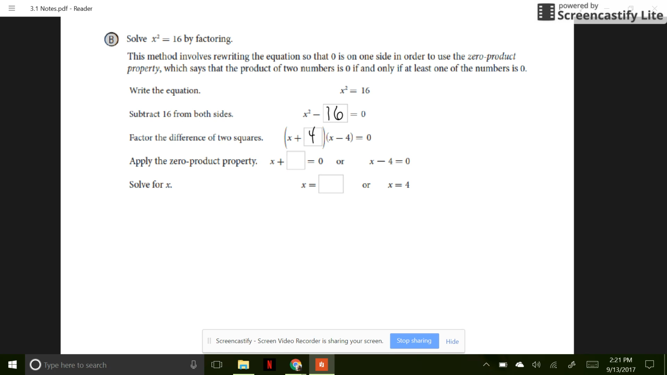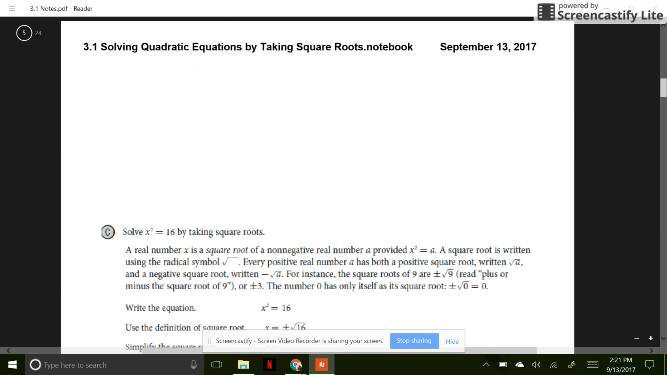From here, if either of those factors is 0, the whole product would be 0. So we could say x plus 4 is 0 or x minus 4 is 0 to, again, get our solutions: x equals negative 4 or x equals positive 4.